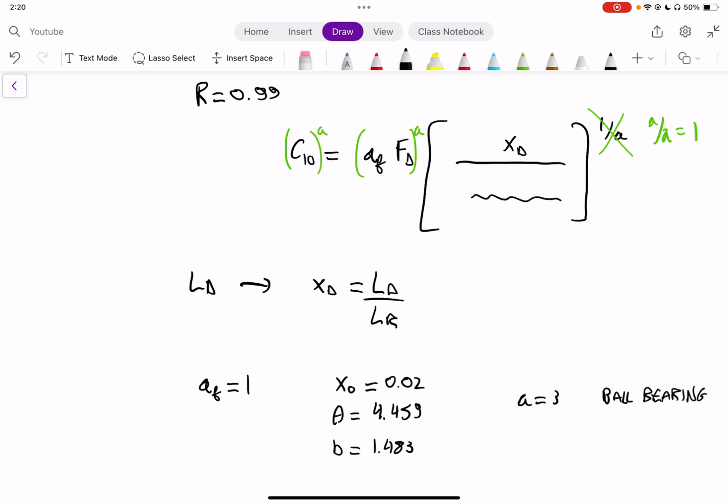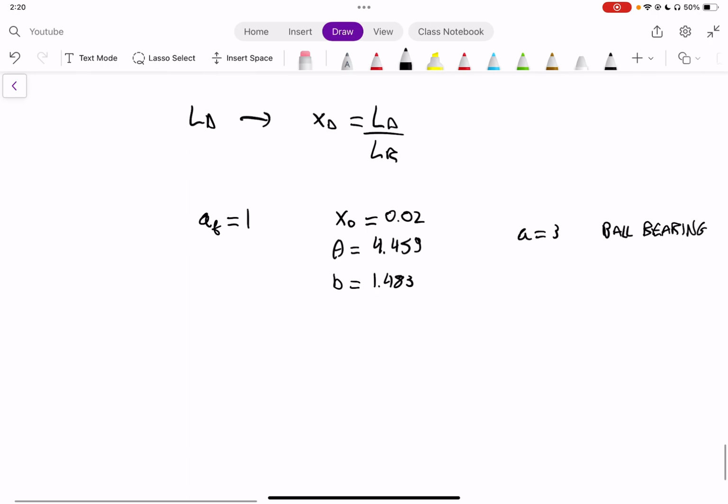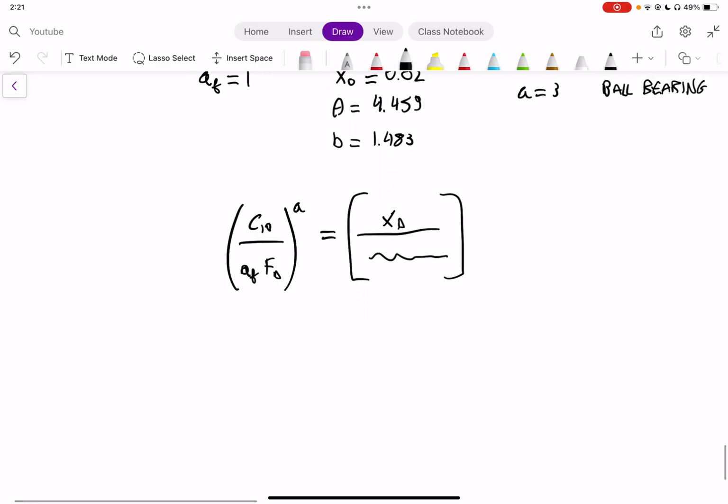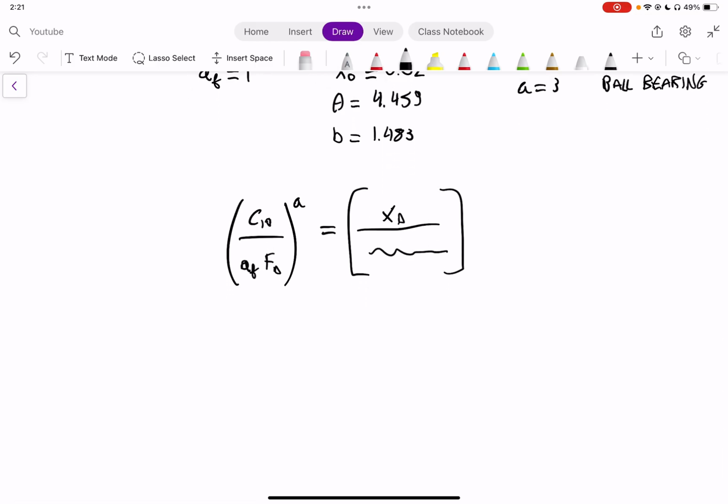And based on that, I can rearrange the top equation to try and find XD. So the first step I'm going to do is bring everything over to the left that I can. So I'm going to have C10 over AF times FD to the power of A is going to be equal to XD divided by the Weibull parameter terms. Okay, and then now I'm going to actually write my Weibull parameter terms out. I'm going to bring all the Weibull parameters to the top left of the equation.